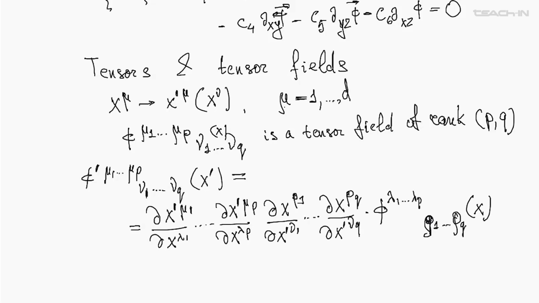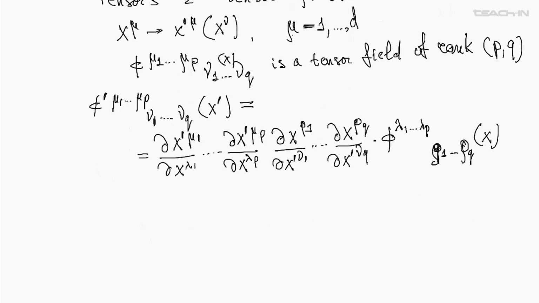So here over indices lambda 1 and so on lambda p, there is a summation. And the same is also true for indices rho 1 up to rho q. We sum over these indices. I'm using here the Einstein convention about summation of indices, so I'm not writing explicitly the symbol of summation, but you have to keep in mind that I'm summing using this standard Einstein convention.